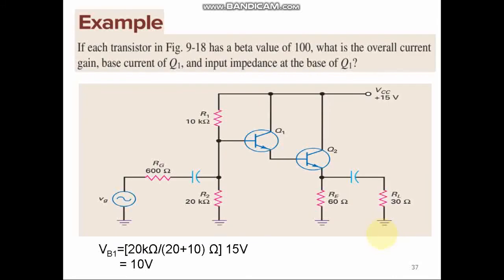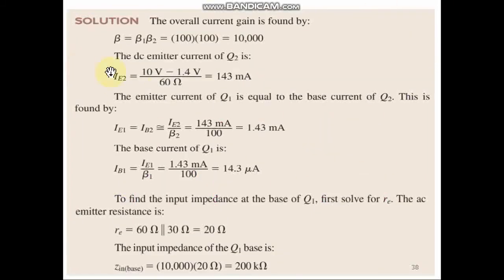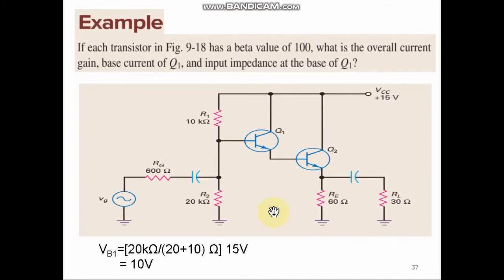Now let us solve this problem and then you will understand how to calculate the values. Each transistor has a beta value of 100. What is the overall current gain? We want to find the base current of Q1, and the input impedance at the base of Q1.